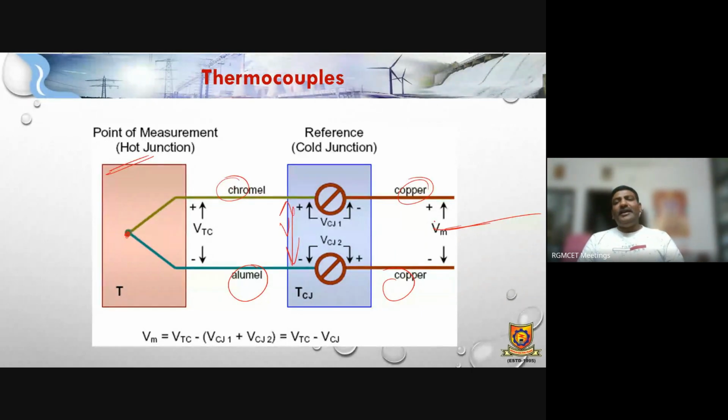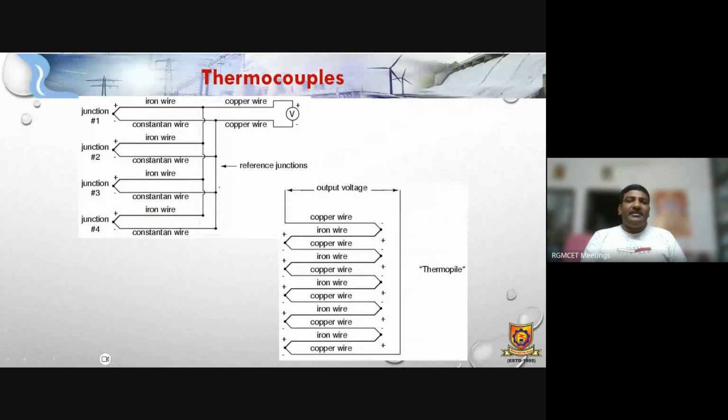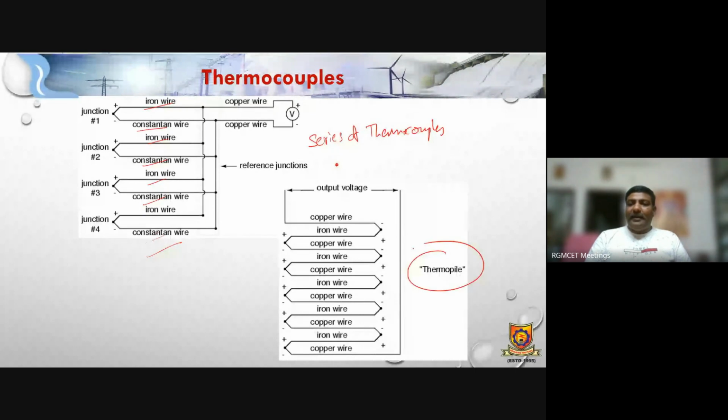Okay, there are different kinds of material junctions. Just we can see. Okay, so multiple junctions, series of thermocouples. Nothing but first terminal. Just observe here. Iron, constantan are connected. Then again, iron, constantan, like that. Okay, so series of connections are made. So a series of connections is called a thermopile.